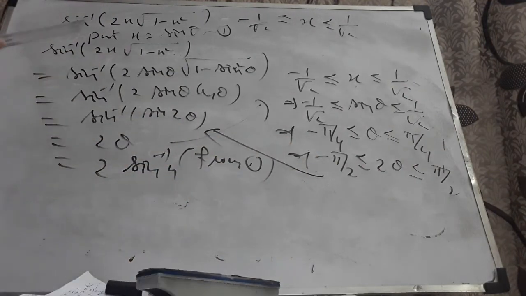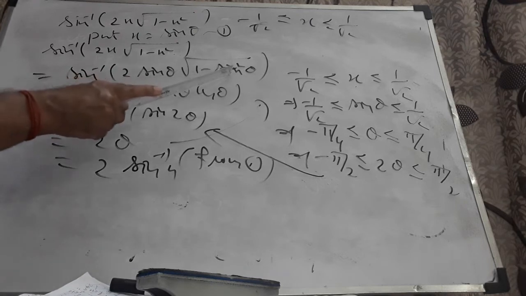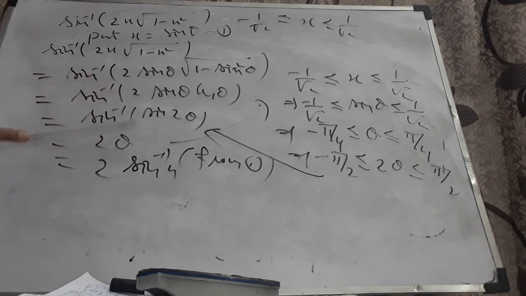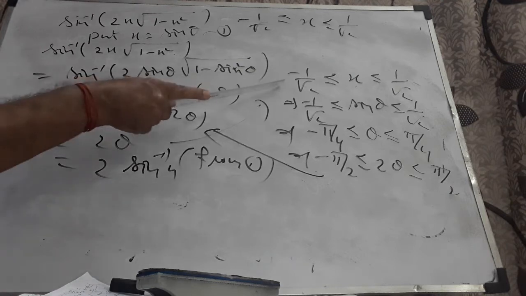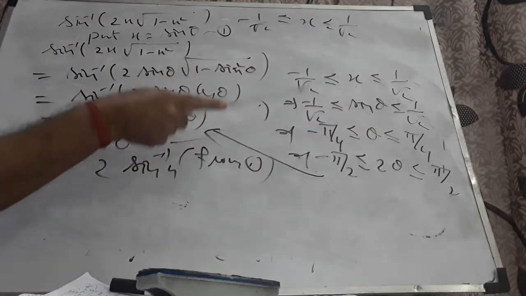Let me just repeat. Sin inverse 2x root of 1 minus x square. Put x equal to sin theta. Therefore, this becomes 2 sin theta root of 1 minus sin square theta, 2 sin theta cos theta, sin inverse sin 2 theta, 2 theta, which is 2 sin inverse x. Only for this, I'll supply the reason.